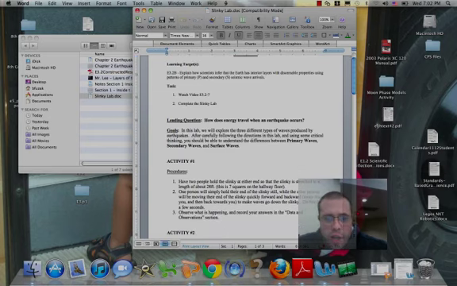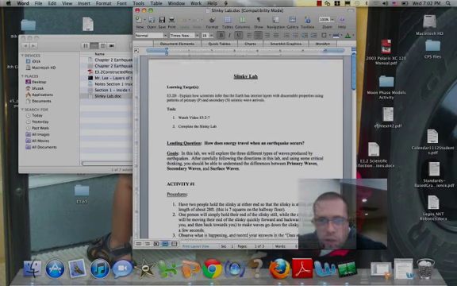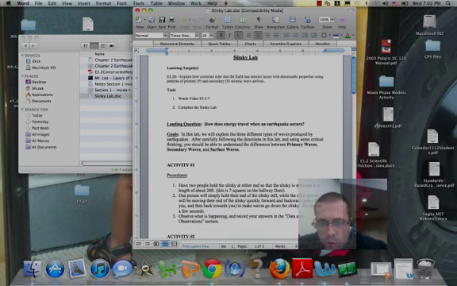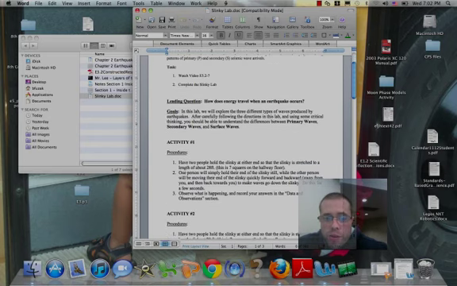So, leading question: how does energy travel when an earthquake occurs? You guys should have this Slinky Lab sheet out already. The goals: to explore three different types of waves produced by earthquakes. After carefully following the directions of the lab and using some critical thinking, you should be able to understand the differences between primary, secondary, and surface waves. So you are going to need to read the directions very carefully.